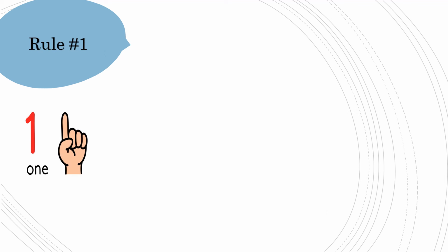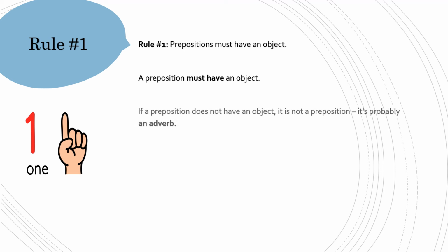Rule number 1, prepositions must have an object. A preposition must have an object. If a preposition does not have an object, it is not a preposition, it's probably an adverb.